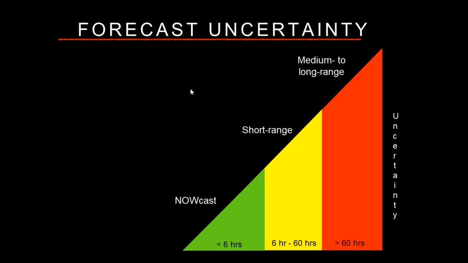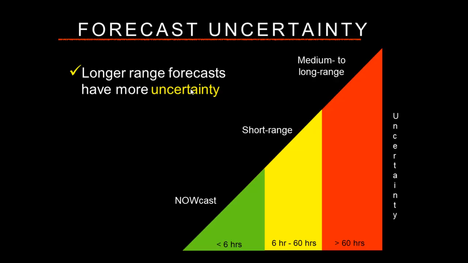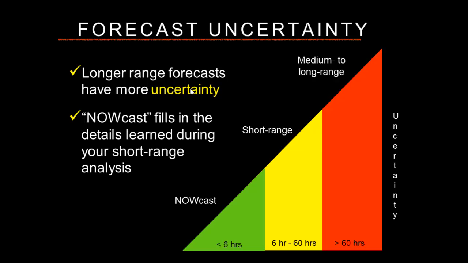It's also important to understand from a pilot's perspective that weather forecasts are not about being black or white per se. It's all shades of gray. We're dealing with uncertainty. Longer range forecasts, those 3, 4, or 5 days from now, are going to have a lot more uncertainty. And as you get closer to your time of departure, the nowcast fills in all those bottom-of-the-funnel details that you learned in your short range forecast.